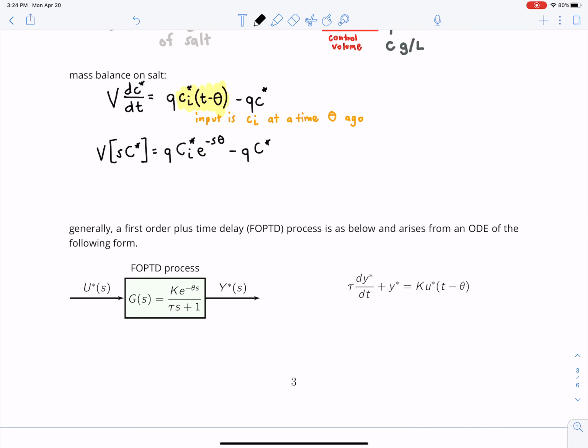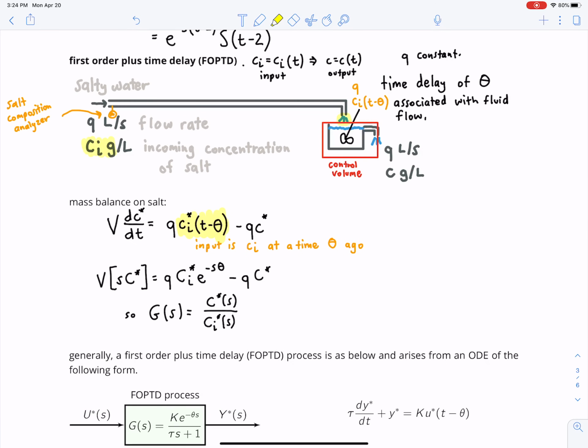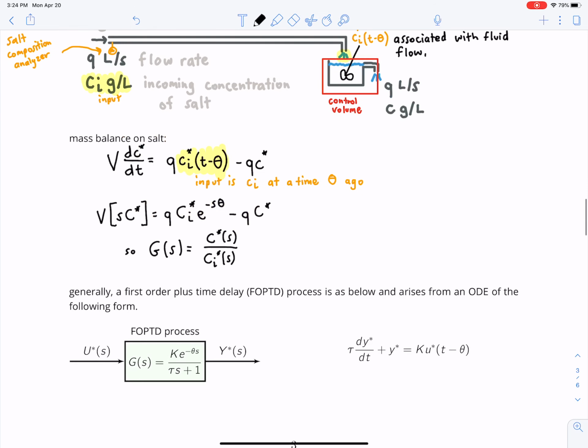Okay, so what we can do is rearrange this and derive the transfer function. So G of s, which is the Laplace transform of the output here, C star of s, over the Laplace transform of the input here. And really this is the input that I've defined right here. That's our input, all right? This is equal to e to the minus s theta over V over Q s plus 1. All right, and so this looks like a first order, and this is called first order plus time delay, okay? So now there's a time delay associated with that, and we'll study these systems a lot.